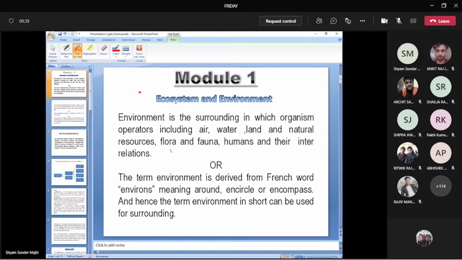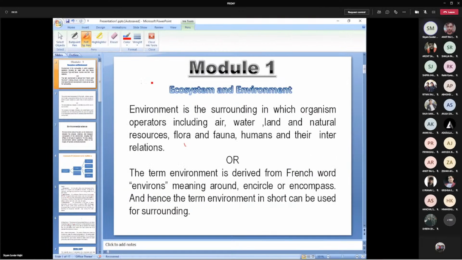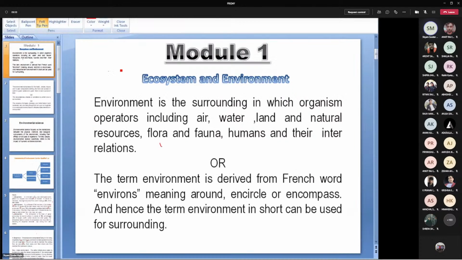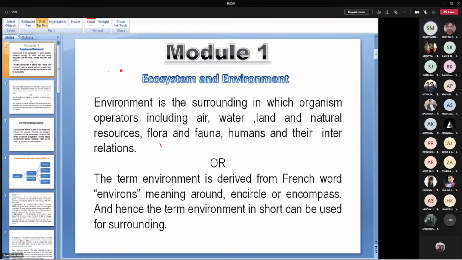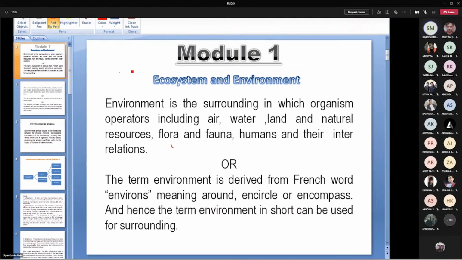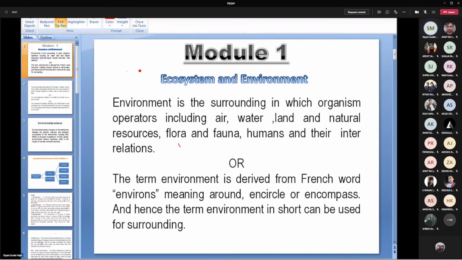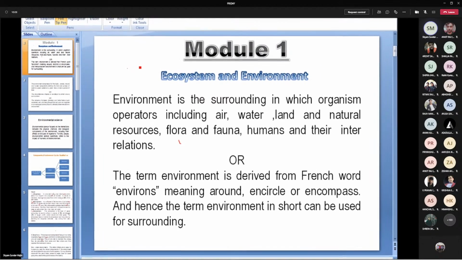Okay, now, so ecosystem and environment. First, questions may be asked in theoretical. So what is the difference between environment and environmental science? That may be the first question asked. Then maybe another question: write down the definition of environment or write down the definition of environmental science.